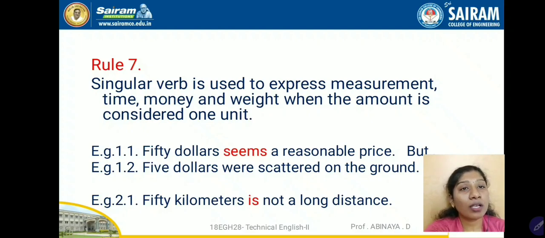But $5 were scattered on the ground. You cannot scatter $1 on the ground. Scattering, obviously we can do with more than one, right? So obviously $5 were scattered on the ground. Here the $5 doesn't mean one unit, so we are using a plural verb. 50 kilometers is not a long distance. Obviously, as I told, $50 seems a reasonable price, one unit. And the same thing here, 50 kilometers, even though it comes with S, it means a single distance. So we are using "is".